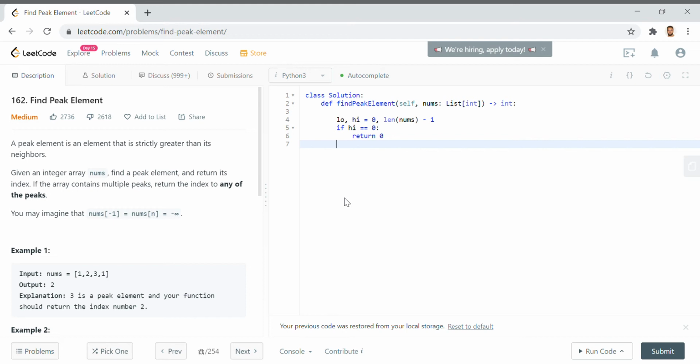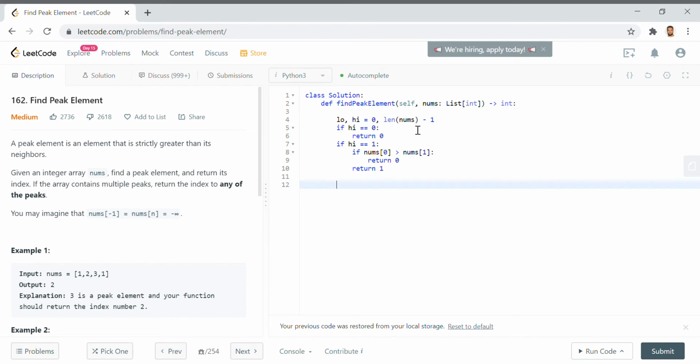And then we have if high is 1, that means there's 2 values in the array, len of the array minus 1. And now we have two cases in there where we say if nums of 0 is greater than nums of 1, return 0. And if that doesn't pass, just return 1, because then that would make the other one have to be bigger than the other, 0, right?